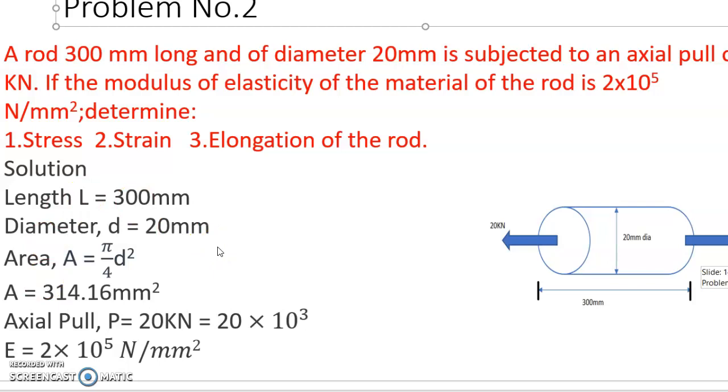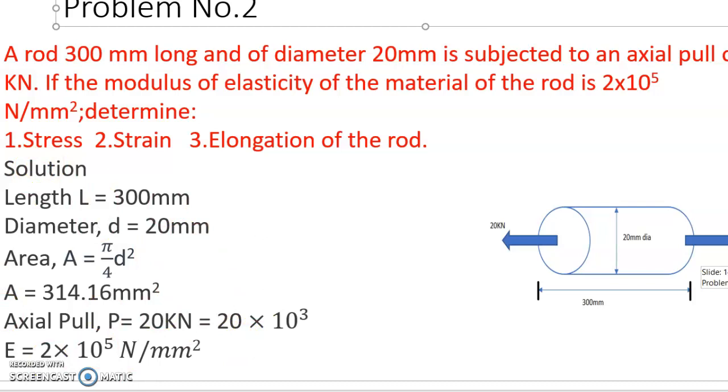So what is axial pull? Here is a pull, right? So pull means tensile force, right? So P equals 20 into 10 to the power 3. E stands for mild steel bar, that is nothing but 2 into 10 to the power 5 Newton per mm square. So this is the given data that we will take, right?